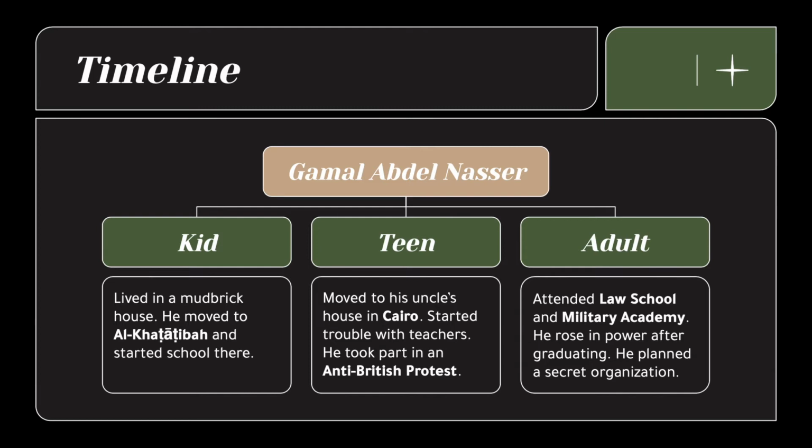And then when he finally became an adult, he attended law school for several months and then joined the military academy. He graduated as a second lieutenant and rose in power after that. He hated the British so much, he planned a secret revolutionary organization called the Free Officers.